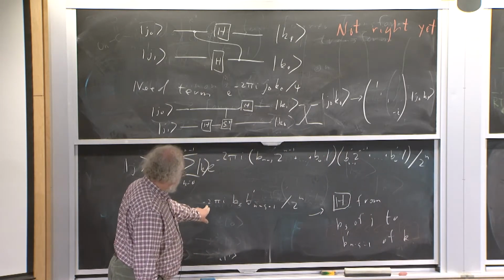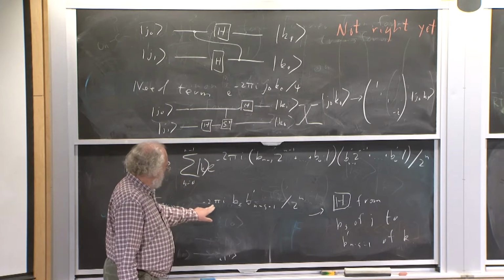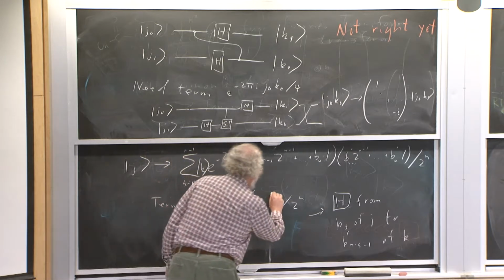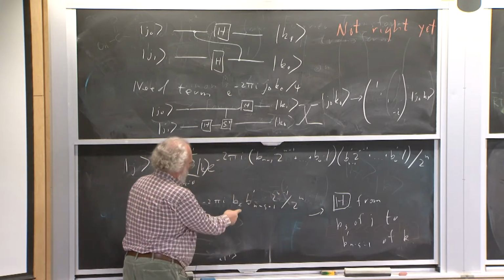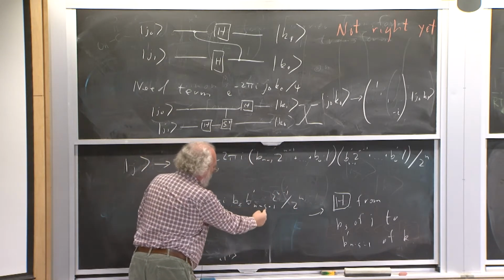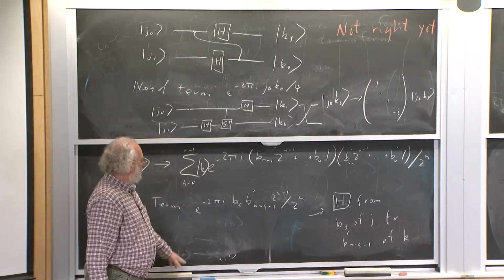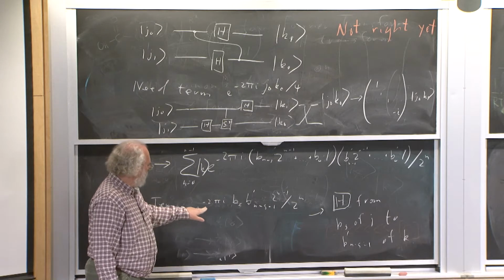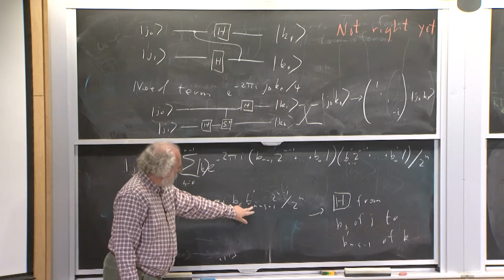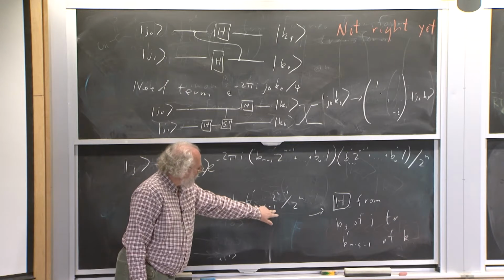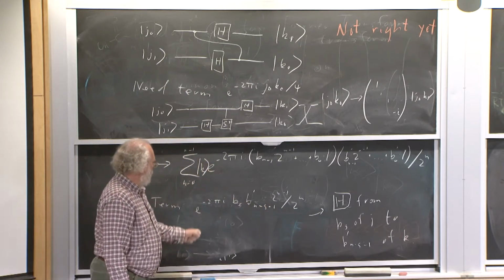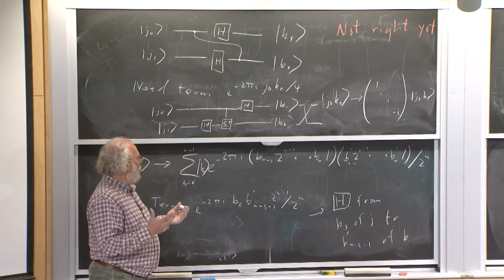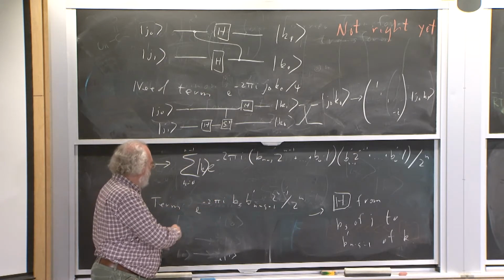Because this is just e to the minus pi i. Oh, I forgot, there's a 2 to the n minus 1 here because there's a 2 to the s here and a 2 to the n minus s minus 1. So this is just e to the pi i b_s b prime n minus s minus 1 over 2, which is just a minus 1 if they're both 1, and a 0 otherwise. So this is a Hadamard.